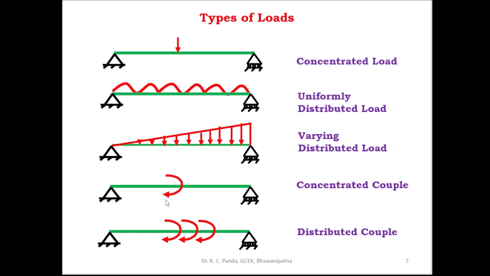And this type of loading is called the concentrated couple. This concentrated couple is acting at a point. And these are the distributed couples. The distributed couples are acting over a length. These are the different types of loads which are acting on the beams.